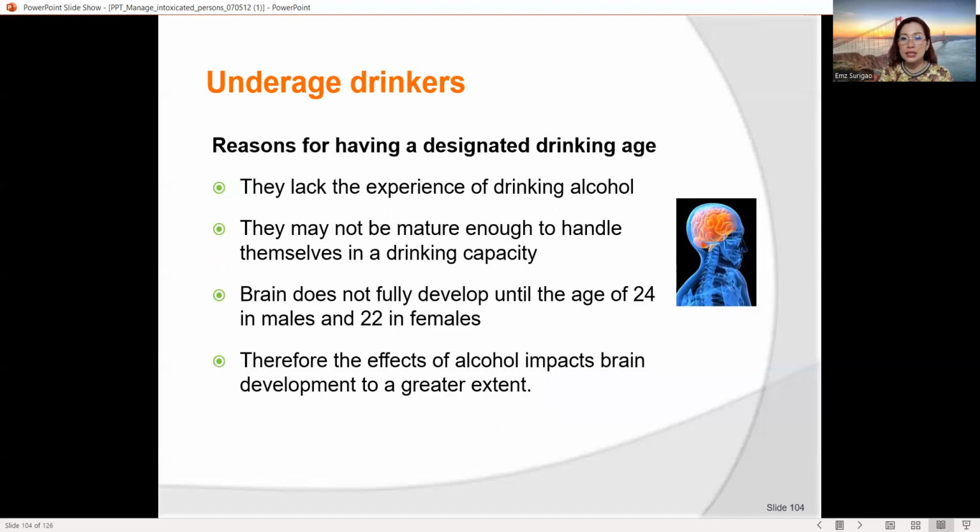Reasons for having a designated drinking age. The lack of experience of drinking alcohol is first considered. They may not be mature enough to handle themselves in a drinking capacity. Third, the brain does not fully develop until the age of 24 in males and 22 in females. So their brains are not fully developed, and alcohol makes the brain depressed. The brain functions will be depressed, so it can damage the brain. Therefore, the effects of alcohol impact brain development to a greater extent.